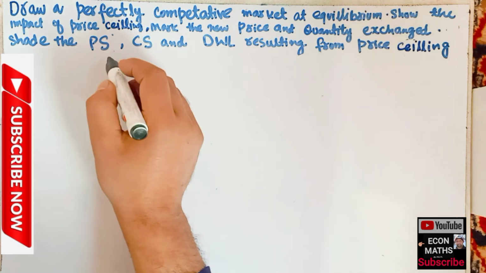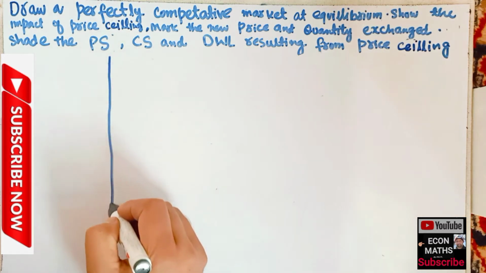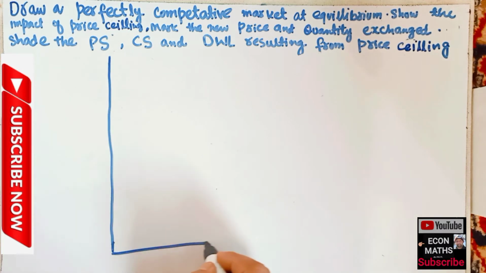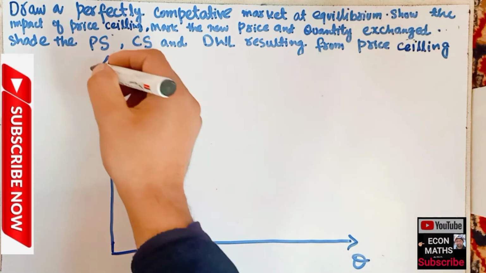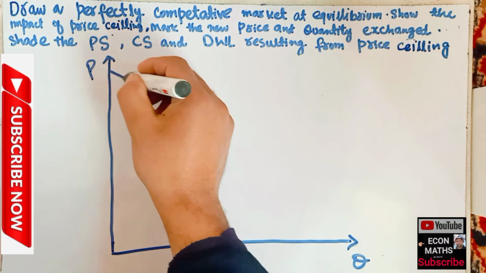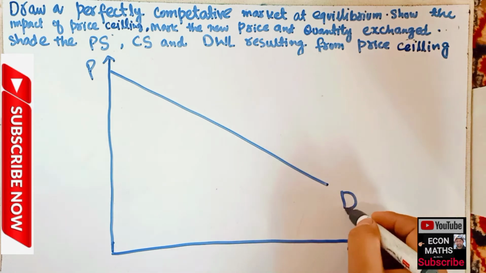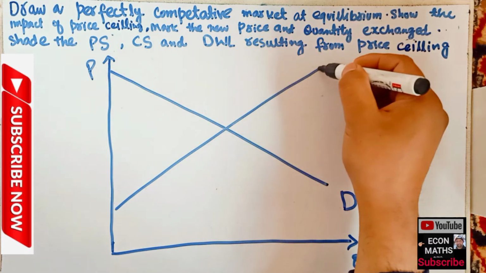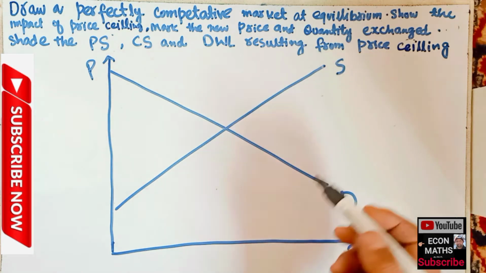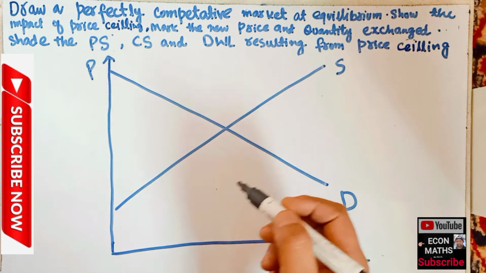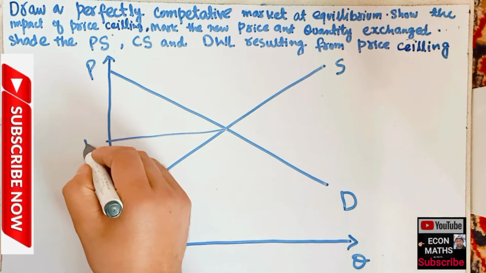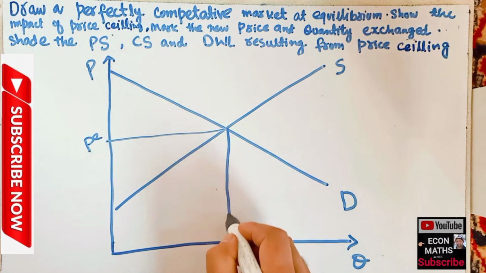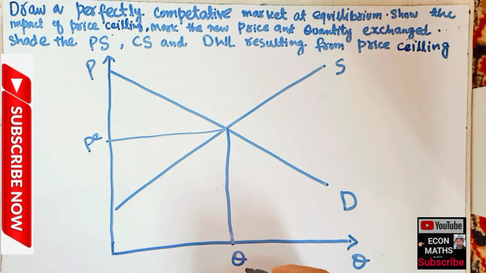First of all, we start by drawing the usual demand and supply curves. Let us say this is our quantity axis, this is our price axis. We draw the usual demand curve and the usual supply curve, and we mark the equilibrium price and quantity. Let us say this is the equilibrium price and this is our equilibrium quantity. So this is the first step in solving this question.